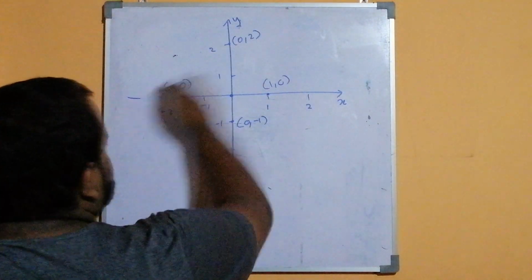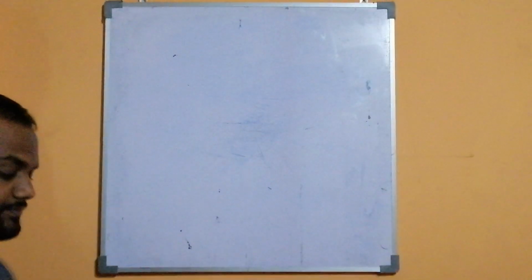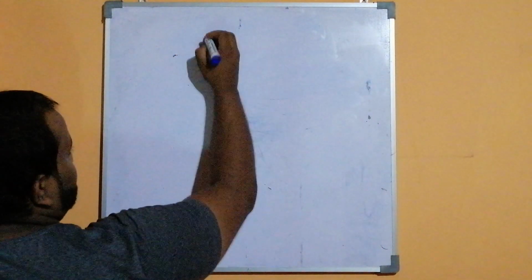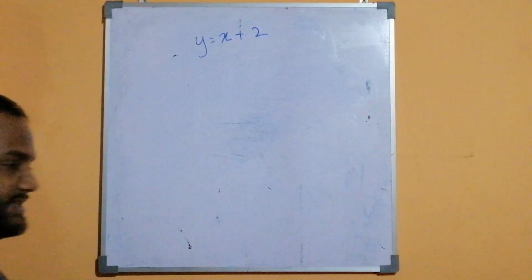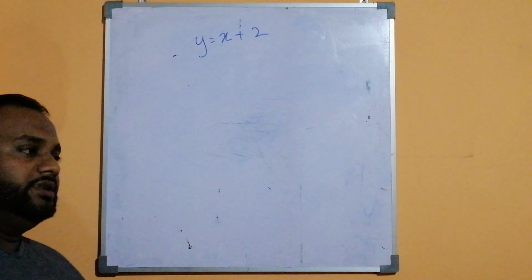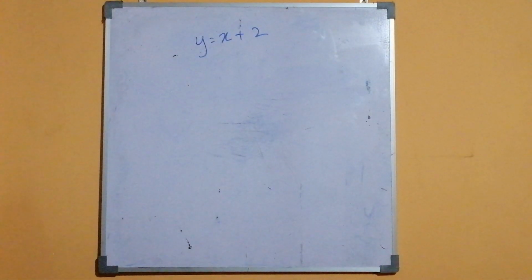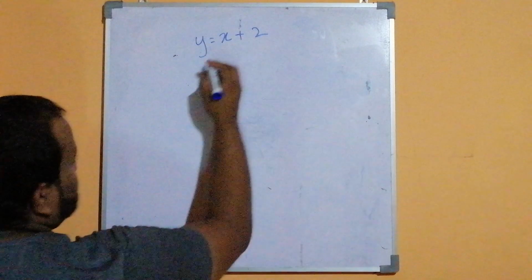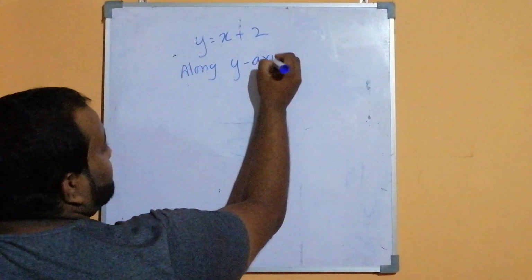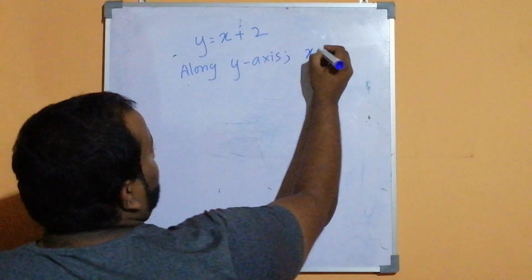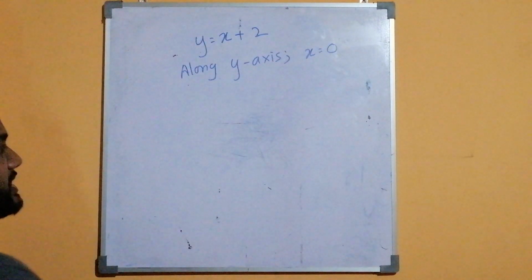Let's take an equation and try to draw it on these two axes. The equation is y is equal to x plus 2. I said that we are not going to tabulate a table, but simply draw the graph. So I can say that along the y-axis, x coordinates are 0.